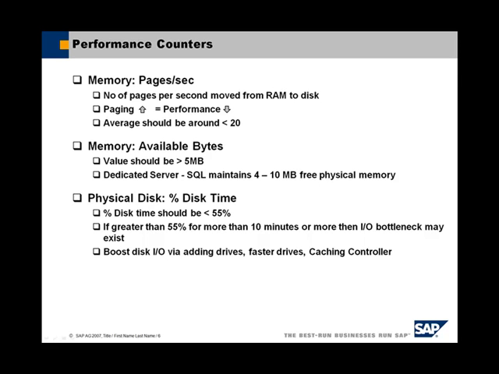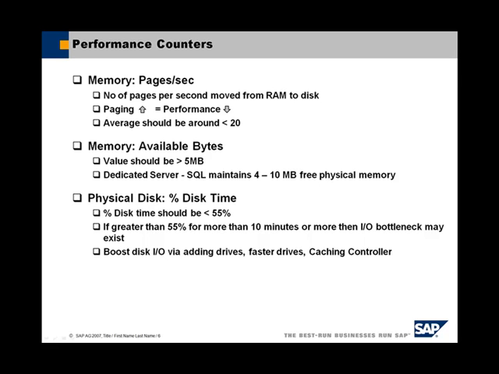Next one is your physical disk, and this is your percentage disk time, which again we're looking for that to be less than 55%. If it's greater than 55% for more than about 10 minutes, then you might have some kind of I/O bottleneck existing on your disk drives. So how can you fix this? If you're running a drive array, you can boost your disk I/O by adding drives. You can potentially look at adding faster drives, so drives with a faster access time, maybe a bigger cache on the drive, maybe drives that operate a little bit faster. The faster the RPMs, the better the drive access will be.